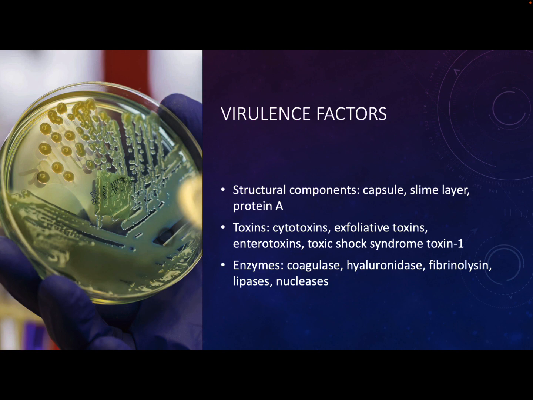It also produces a number of enzymes. Coagulase helps it form clots to hide from the immune system, so it can kind of wall itself off. Hyaluronidase and fibrinolysin help it to break down connective tissue, so it can invade into deeper tissues when it's ready. Lipases can cause host cell lysis. They digest the lipid layer. And nucleases can break down DNA.